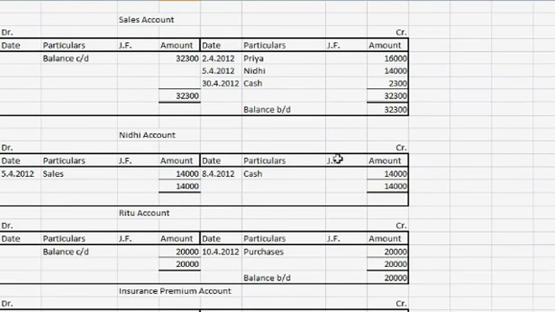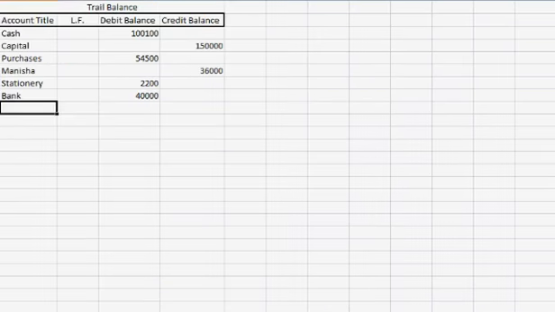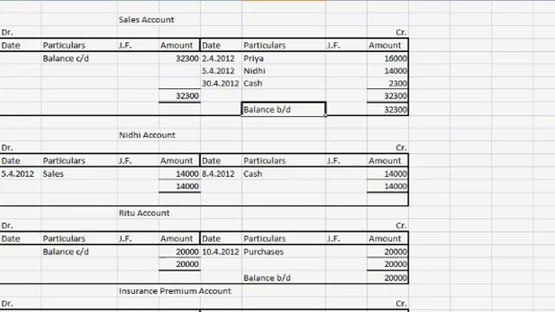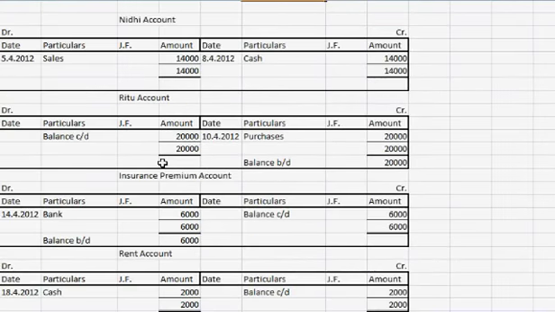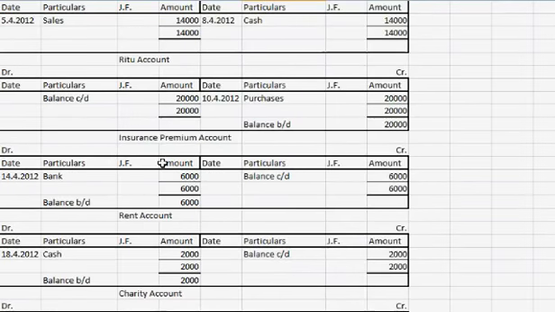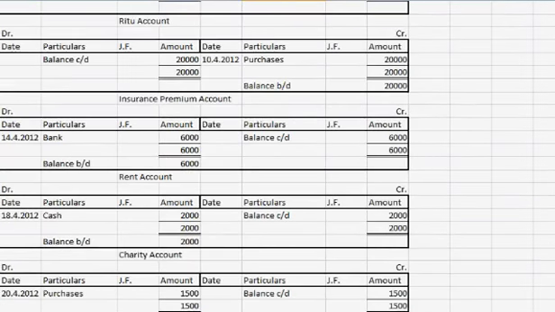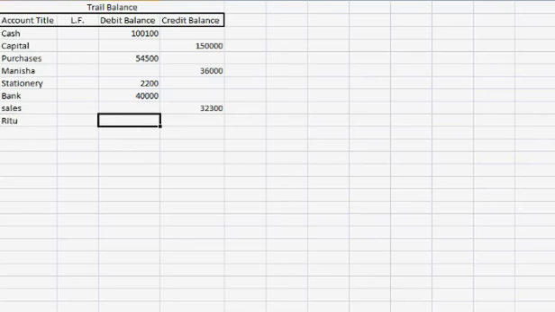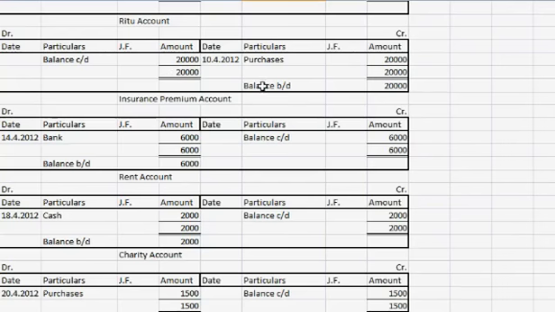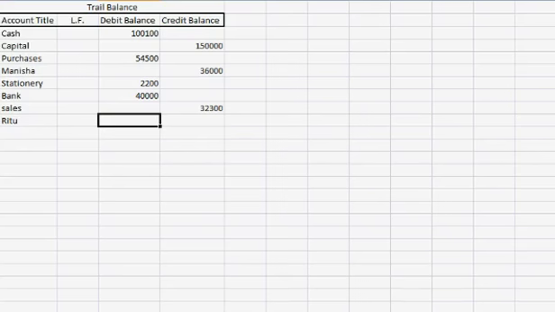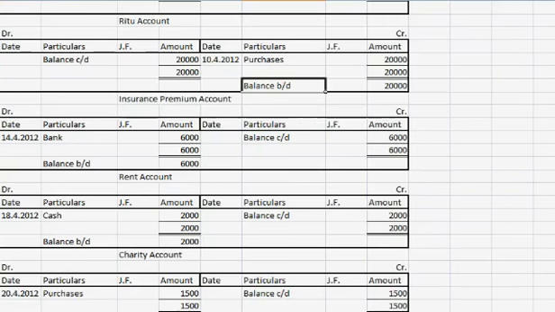We'll move to the next account, that is sales account. We have balance brought down on the credit side, so the entry would be on the credit side and the amount would be 32,300. So sales account, credit side, 32,300. Next account is Nidhi account, which is again balanced, so there wouldn't be an entry for Nidhi account. We move to the next account, that is Ritu. So we mention Ritu. Balance BD is on the credit side, so the entry would be on the credit side. The amount is 20,000.